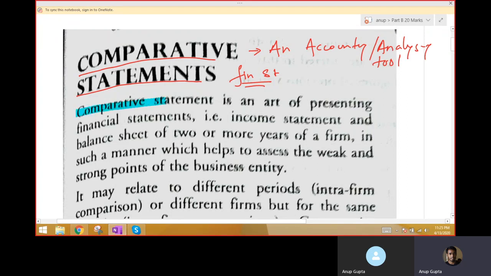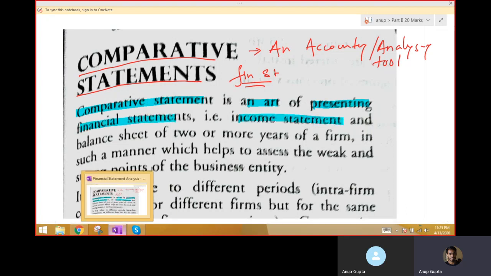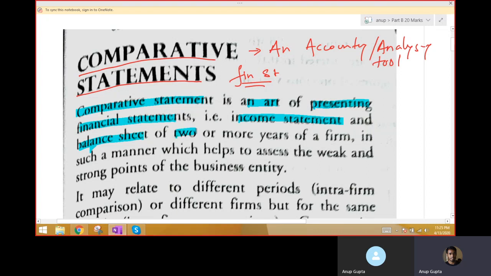A comparative statement is an art of presenting financial statements, that is the income statement, which means the statement of profit and loss, and the balance sheet. These are compared over two or more years of the firm. And why are they compared? Because it helps to assess the weak and strong points of the business entity.